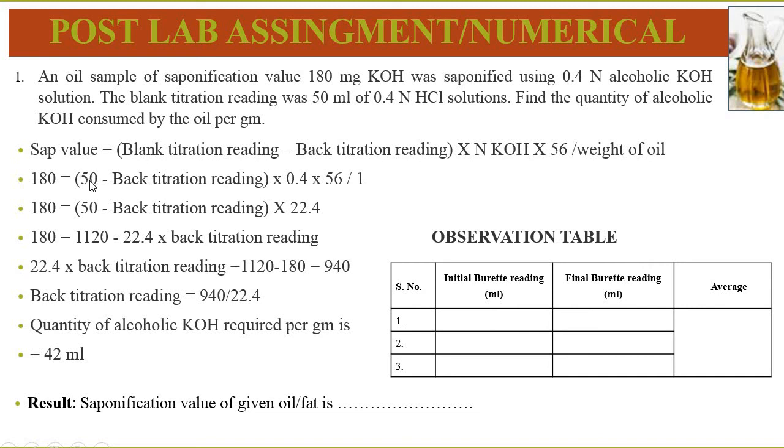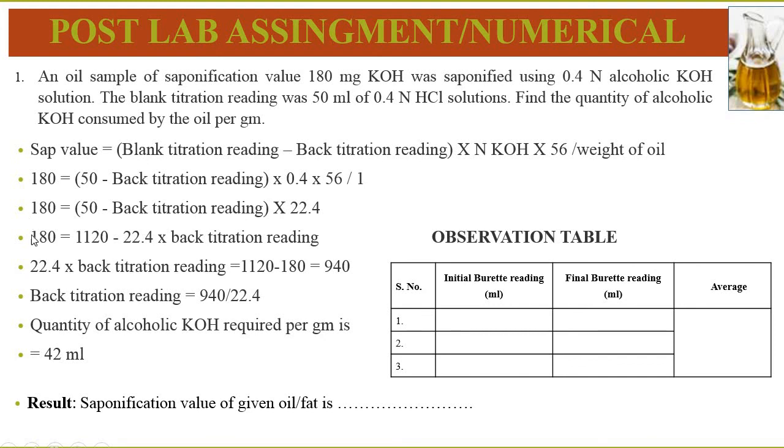So the blank titration reading is 50 minus the back titration reading, which we have to calculate, into the normality of KOH, which is 0.4 normal, given in the question, into 56, divided by the weight of the oil. It is also written that it is consumed by the oil per gram, so the weight of the oil is 1. So we can divide the value by 1. After solving this value, we get 22.4. So it is written as 180 is equal to 50 minus back titration reading, into 22.4.